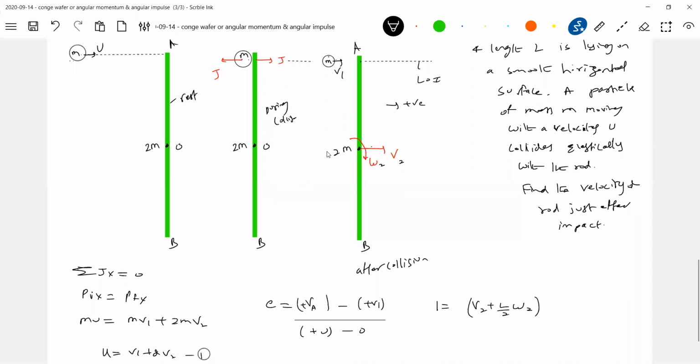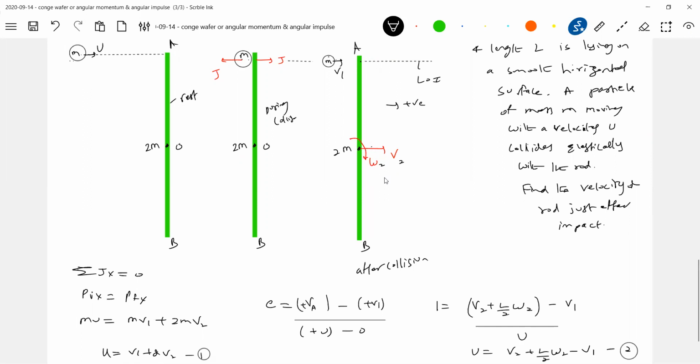Because what is the velocity of point A? The rod is having both translative as well as rotative motion. What is the velocity of any point? Due to translative motion, V2. Due to rotative motion, tangential velocity, L by 2 omega 2. So U is equal to V2 plus L by 2 omega 2 minus V1.